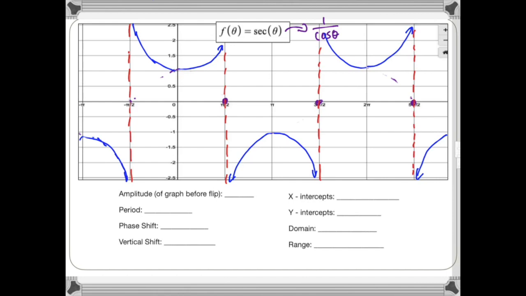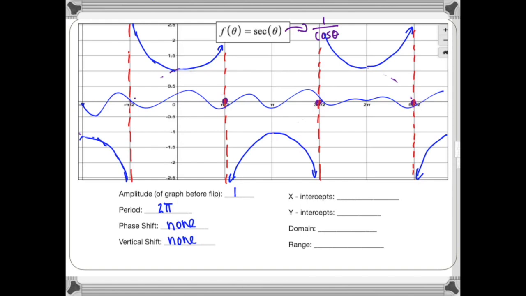So in its parent form, we know that we are going to have an amplitude of 1, because that's what cosine had, again before we flipped it on over, an amplitude of 1 between each peak and valley. And then we have the same thing, which is a period of 2 pi. You can look at it in a bunch of different ways, but here is a period of 2 pi, which basically means it's going to start repeating itself over that. There's no phase shift in the standard form, and there's no vertical shift in the standard form.